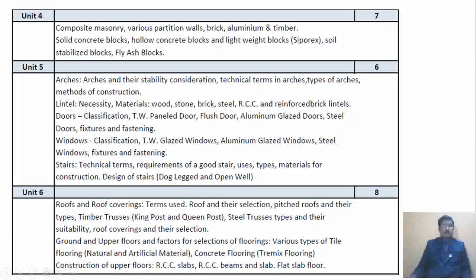Unit 5 includes arches and their stability considerations, technical terms in the arches, types of arches, methods of construction, lintel, necessity, materials, wood, stone, brick, steel, RCC and reinforced brick lintels, doors, classification, teakwood panel door, flush doors, aluminum glazed doors, steel doors, fixtures and fastenings, windows, classification, teakwood glazed windows, aluminum glazed windows, steel windows, fixtures and fastenings.